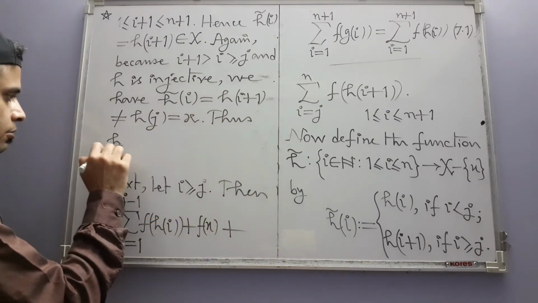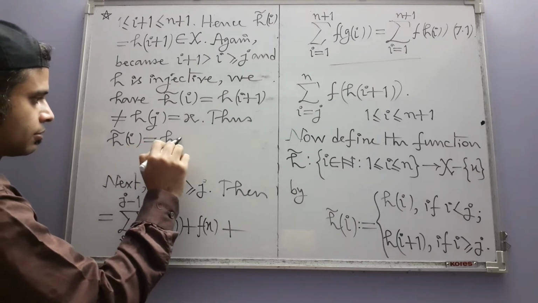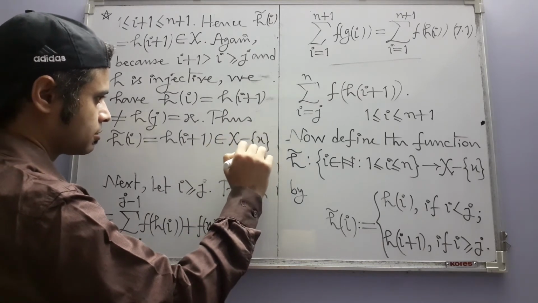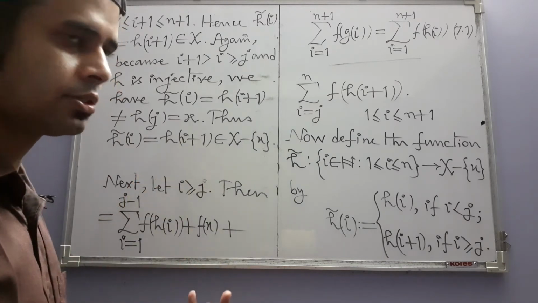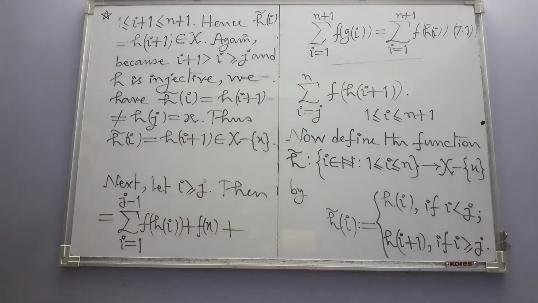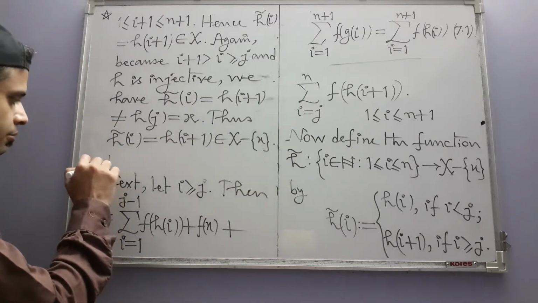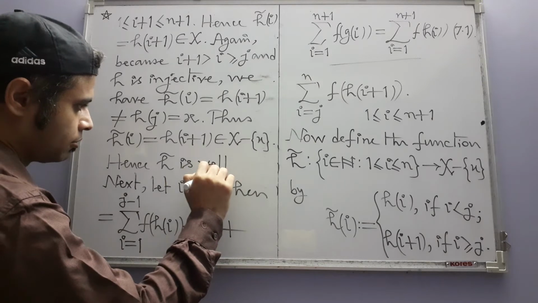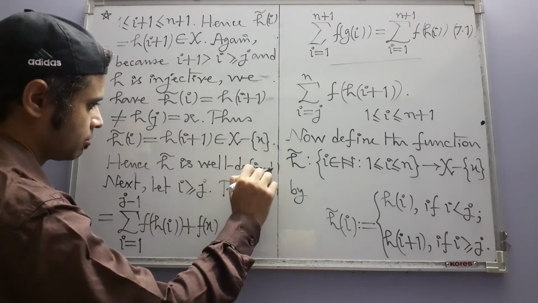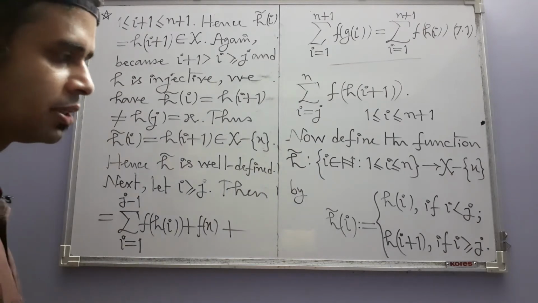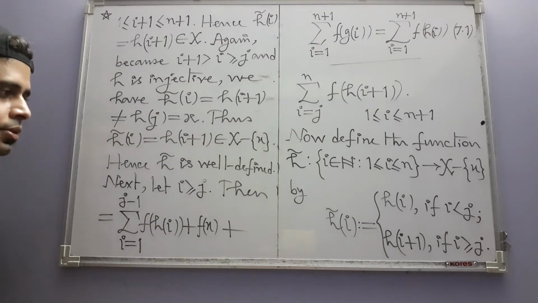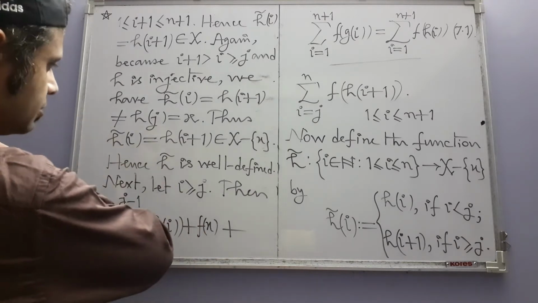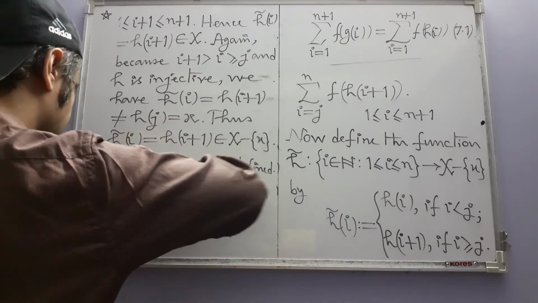Thus h tilde of i belongs to X minus x, and like before h of i plus 1 is also unique for given i, because h is well defined. Hence this is well defined. There is nothing wrong or problematic about the definition of this function. Now next we show that this actually is an injective function. For that we have seen this part, now the function is well defined.